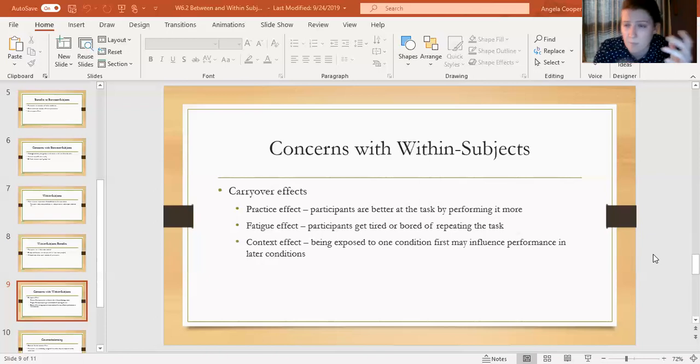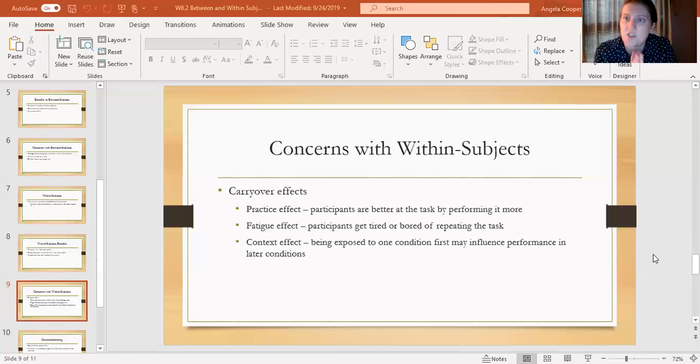So I have to write down blue. Oh God, I'm so tired of doing this. They might perform worse because of the fatigue effect. Again, they're just kind of tired of doing it. They're burnt out. Finally, the context effect is how being exposed to one condition may influence performance in later conditions.